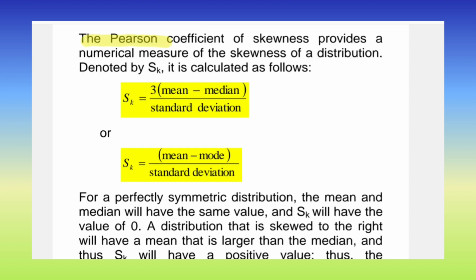To find the Pearson coefficient of skewness, we have two formulas here. We can use either one, based on the data given.